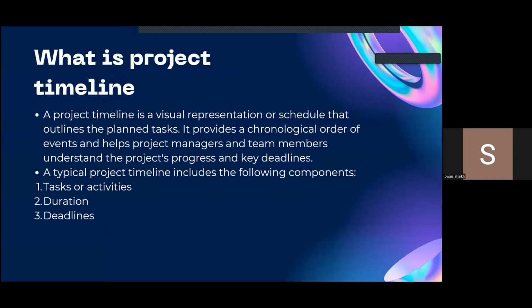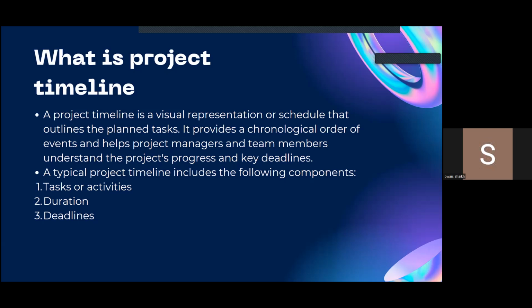So whatever program we need to do, we can divide it properly and schedule it properly. So it provides a chronological order of events and helps project managers and team members understand the project's progress and key deadlines. A typical project timeline includes the following components: tasks which need to be done in the project, duration, how long the task takes, and that's the third point.